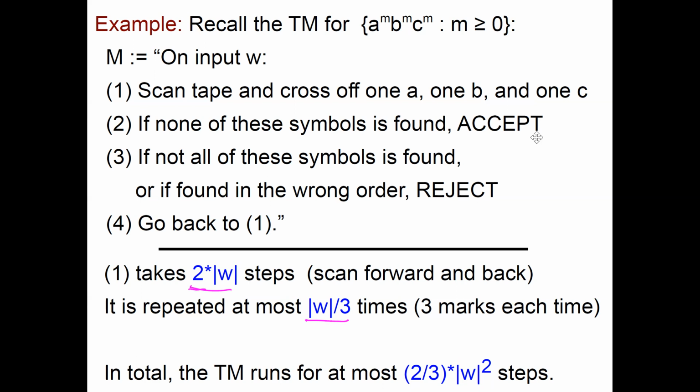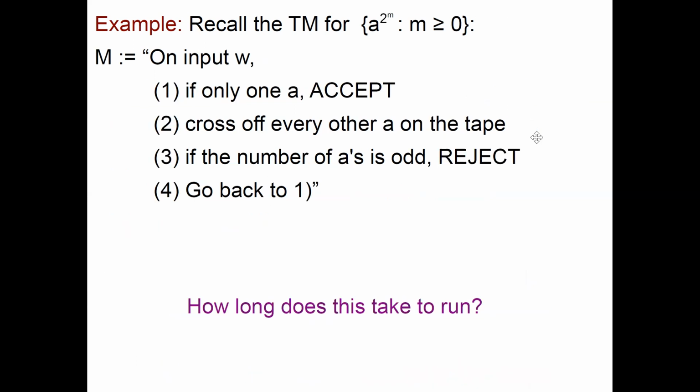Okay, so here we have seen a precise bound on the running time of this machine. Let's consider another example. Remember the machine for the language a to the 2 to the m, so the language of strings just made of a's, whose length is a power of 2. And on input w, if there's only one a, you accept, otherwise you're going to cross off every other a, and then you check if this number was odd or even, and you go back to 1. How long does this take?